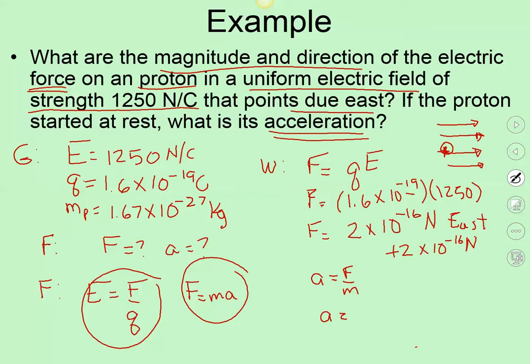All right. So now that we have that, we plug it in right down here. 2 times 10 to the negative 16th, and we divide that by 1.67 times 10 to the negative 27. I'll give you a chance to calculate that. And you should get 1.1 times 10 to the 11th meters per second squared.